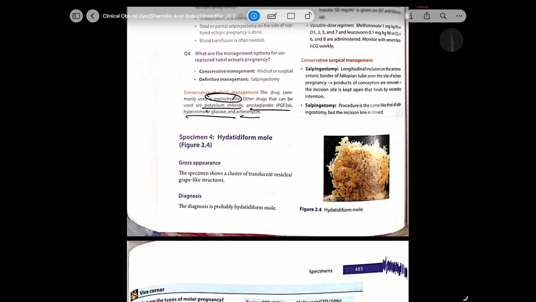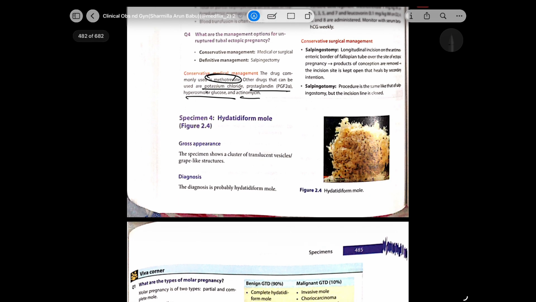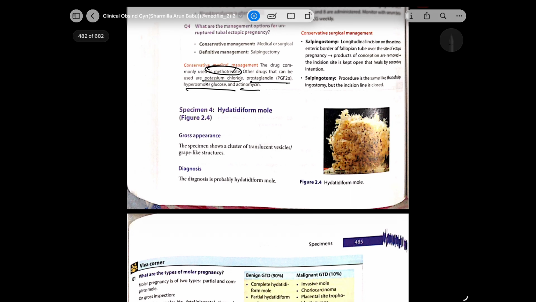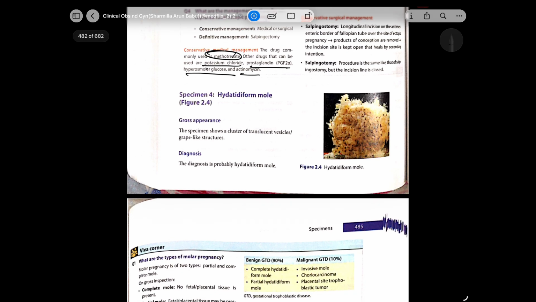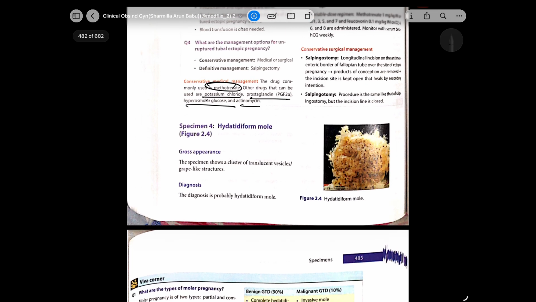Conservative surgical management: salpingostomy, a longitudinal incision on the anti-mesenteric border of the fallopian tube over the site of ectopic pregnancy. Products of conception are removed. The incision site is kept open and heals by secondary intention. Salpingotomy procedure is the same as salpingostomy, but the incision site is closed. So that was a stoma, like stomy, and this was just otomy.